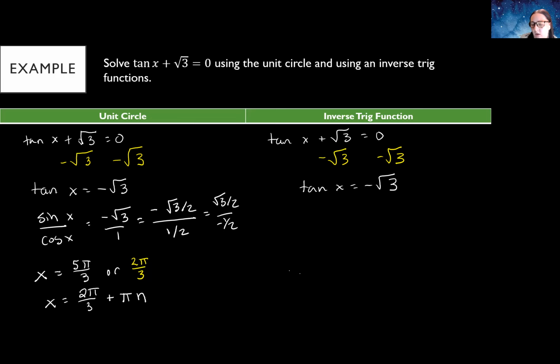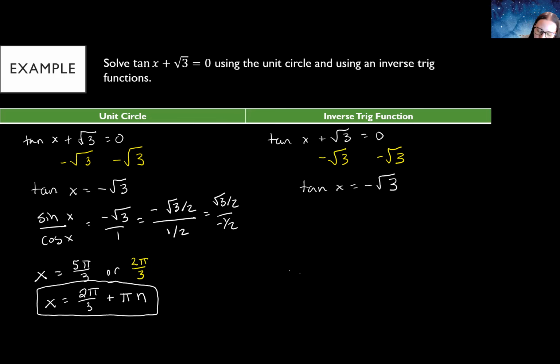So you add on pi times n to keep it in that area of interest. And so there are infinite solutions to a problem like this if we just keep adding pi, because of the fact that it's got periodicity. So that's how you solve this using the unit circle.